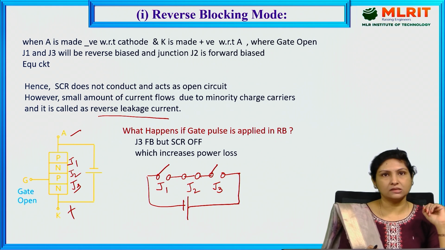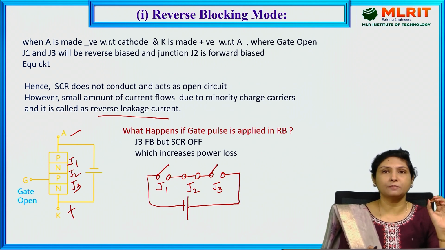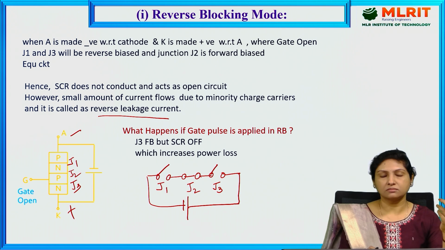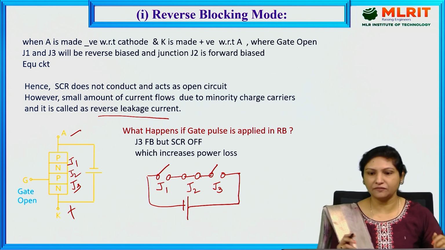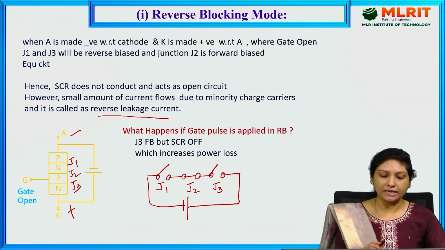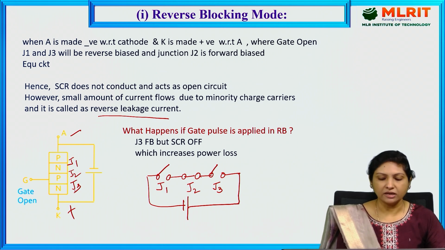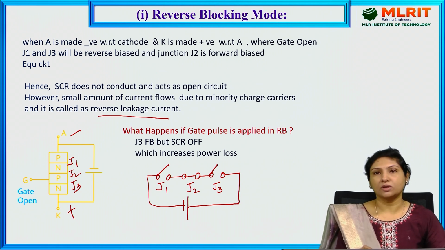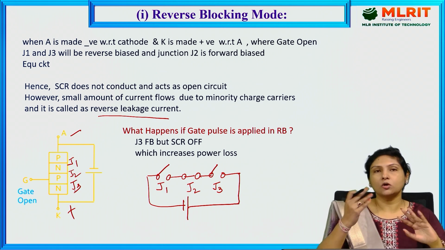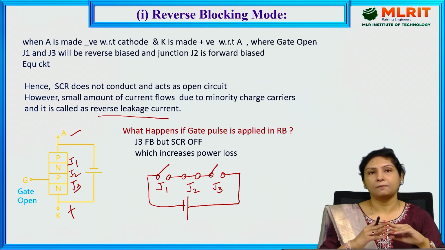And what happens if the gate pulse is applied in the reverse bias mode? We should not apply it. What if we apply? In case we apply the gate triggering pulse, junction J3 will be forward biased, but the SCR will be in the off position, and it in turn contributes to the power loss.